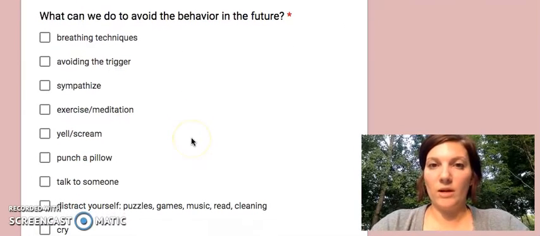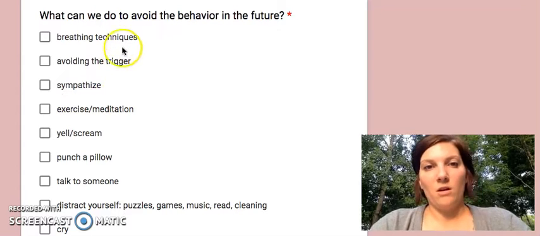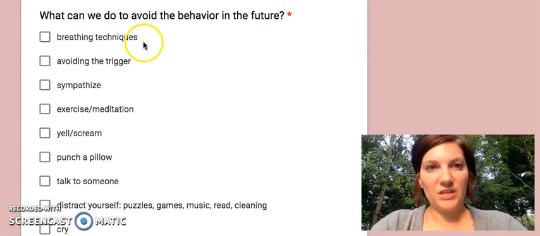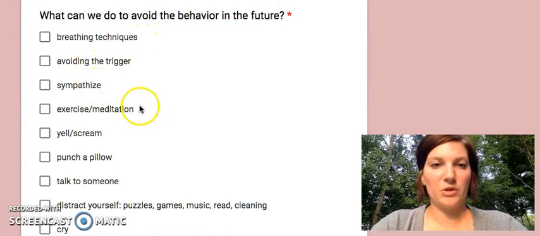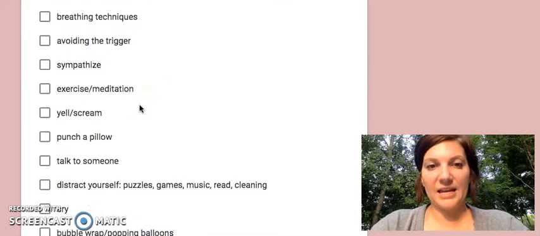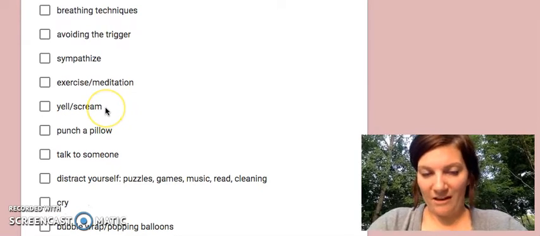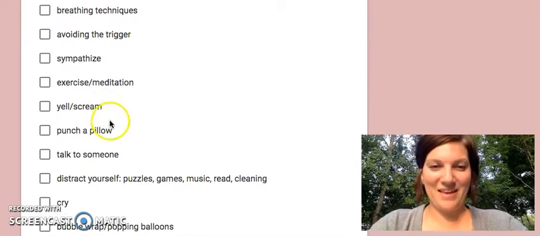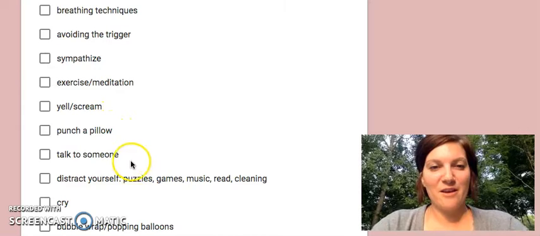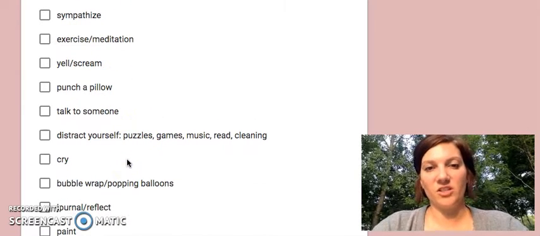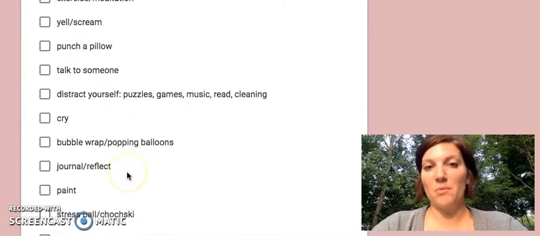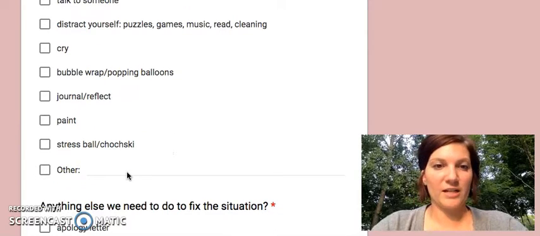What can we do to avoid the behavior in the future? Okay, maybe I could do a breathing technique, maybe I could avoid the trigger, sympathize with another person, exercise and meditate, I could yell or scream. We'll have places they can do that. That's not in your room. They can punch a pillow, I've seen that be used, talk to someone, distract yourself, cry, bubble wrap, popping balloons, journal and reflect, paint, stress ball, or a tchotchke, something like that.